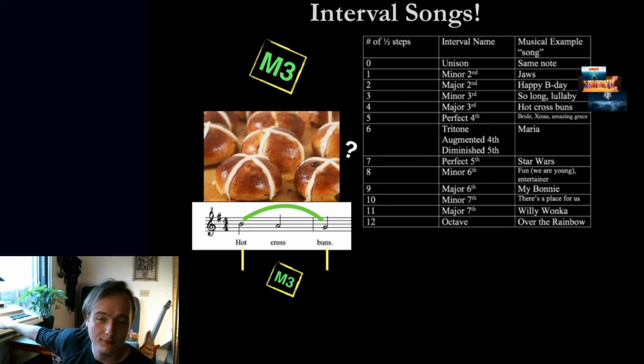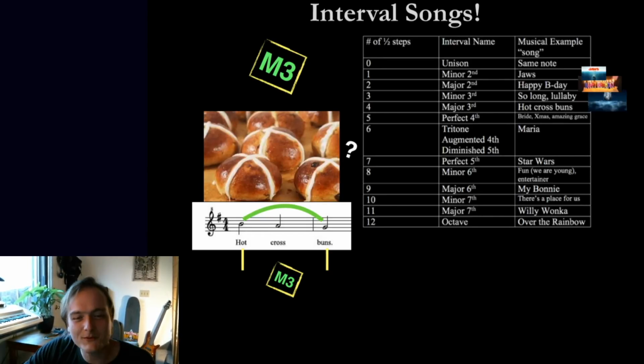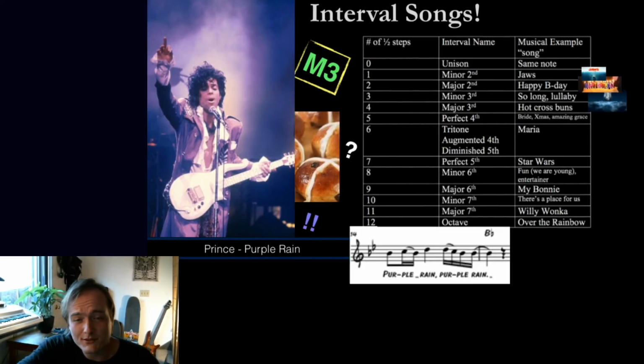Okay, that's kind of neat, but this song is silly and is for children. And if you can do the span, why not use Prince here? Because this is one of my all-time favorite musicians, of course, and this is one of his most famous songs. So for the major third, scrap the Hot Cross Buns. Let's use Purple Rain.